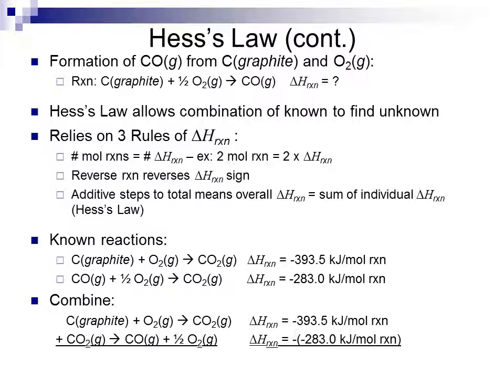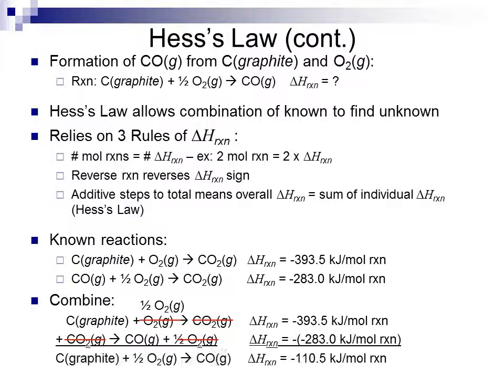then the overall reaction I get, the carbon dioxide will cancel because it's equal amounts on both sides of the arrow, one on the left, one on the right. 1/2 of the oxygen on the top will cancel with the 1/2 oxygen on the right hand side. So overall we're left with carbon as graphite plus 1/2 oxygen yields carbon monoxide, which is the reaction that we were looking for.